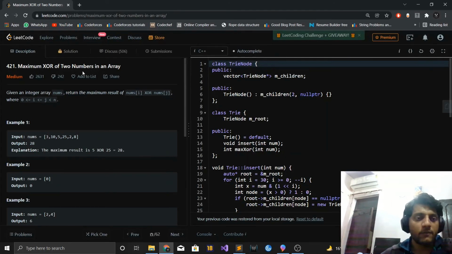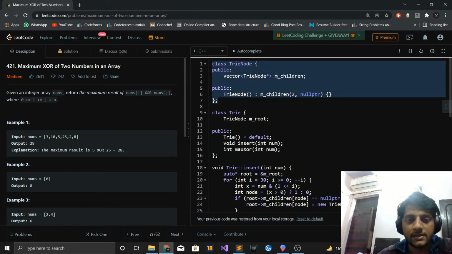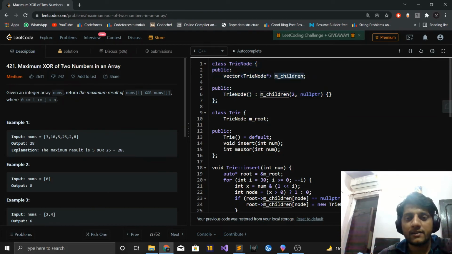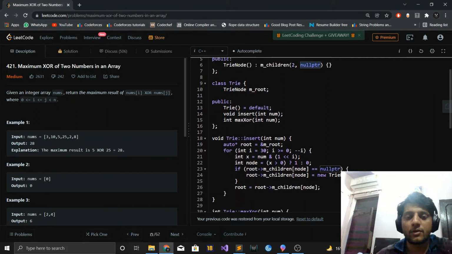So this problem was on LeetCode. This is the code which I have written here. This trie node, you can see, the only data it has is this children vector, and the size of this children vector is 2 only, because we have only 2 bits, 0 and 1. So the maximum number of children a trie node can have is 2 only. Initially I'm storing nullptr at both of them, because initially every node will have 0 children.